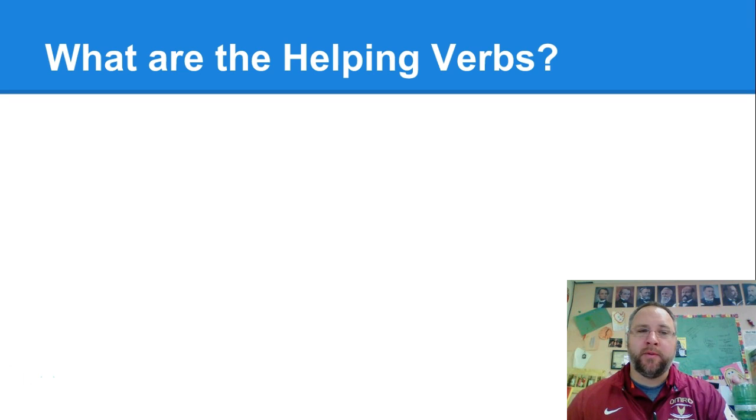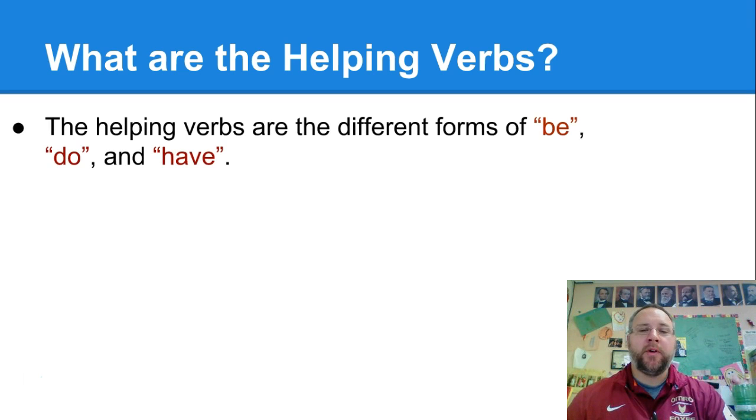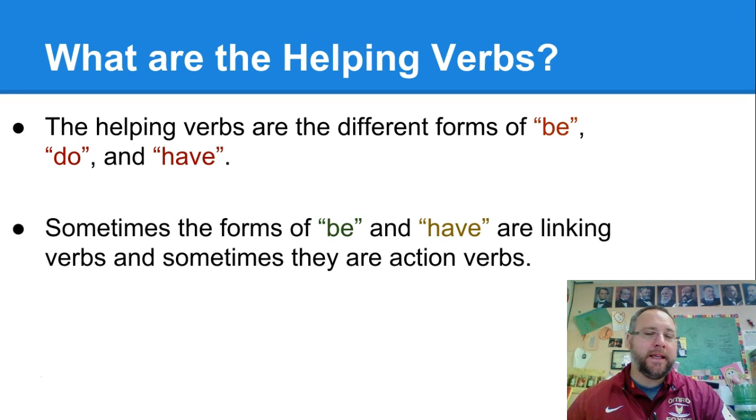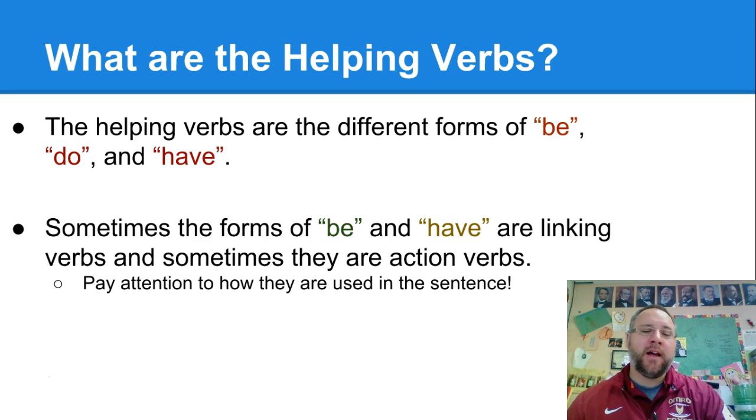Okay, so what are helping verbs? The helping verbs are the different forms of be, do, and have. And you'll see a list of them when you complete your Grammar Zone journal. Sometimes the forms of be and have are linking verbs, and sometimes they are action verbs. So you have to pay attention to how they're used in the sentence. So if you have an assignment and you have to identify the helping verbs and the linking verbs, make sure you pay attention to how the verb is used in the sentence.